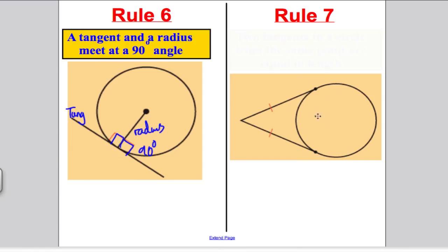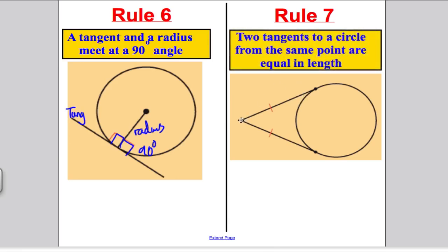Here's the last rule, rule 7. It tells us that two tangents to a circle from the same point in space. So here's a point in space. I've drawn a tangent to that circle. Okay, so it's touching here. It would keep going on. It wouldn't cross the circle and touching here. They are the same length. They will always be the same length.